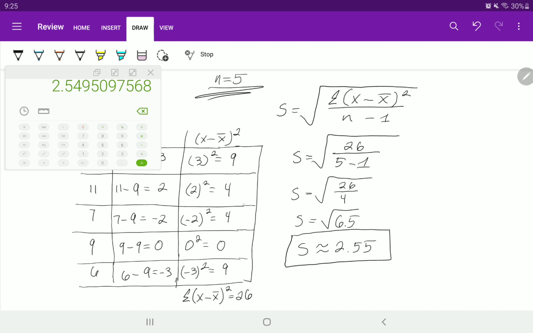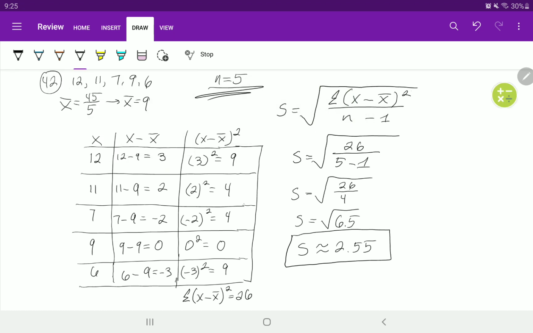All right, guys, that is it for this question, Question 42. Hope that made sense. Hopefully I explained it decent enough so you guys can understand that. I know calculating the sample standard deviation is always a little bit tougher for some students to do. But just believe in yourself. Take your time, practice, and you got this in the bag.